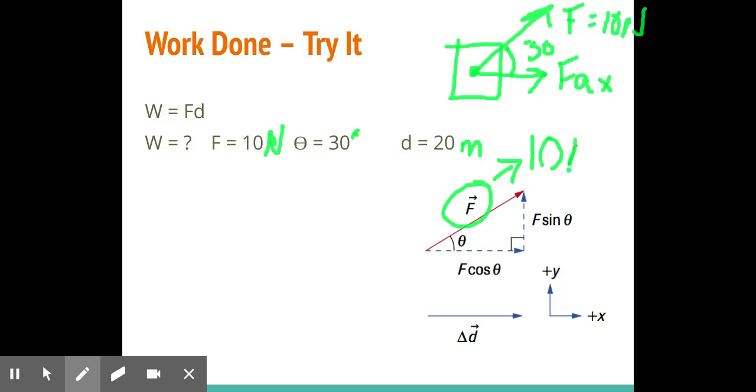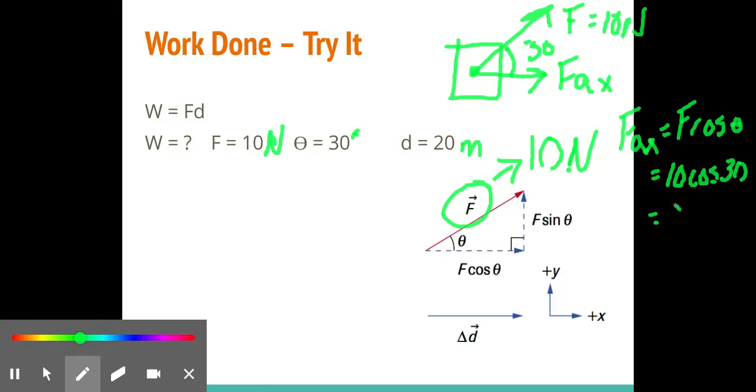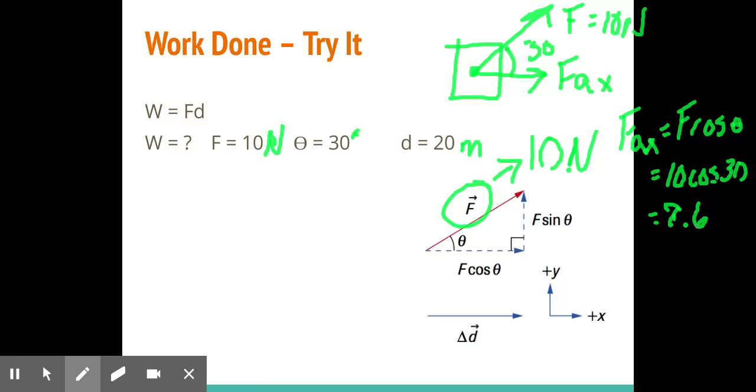Okay, so let's just do that. So let's see, where can I put it? So I'm going to put it over yonder. So I know that in order to find FAX, remembering from the previous slide, FAX is going to be equal to F times the cosine of theta, which is going to be 10 times the cosine of 30, which is equal to 8.66. That'll be newtons. Okay, 8.66.